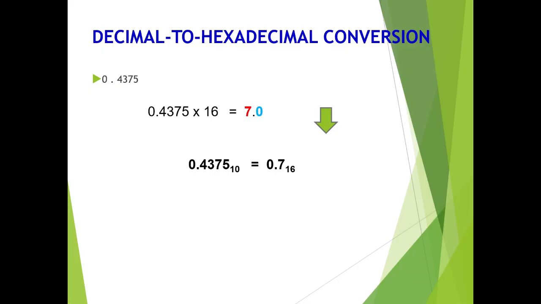Again, if it is a fractional part, then we have to multiply by 16. 0.4375, if I have taken that as the number, multiply by 16, you will be getting 7.0. Since the fractional part becomes 0, we can stop here. The answer is 0.7.